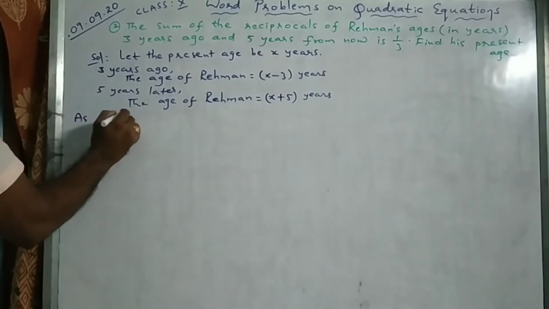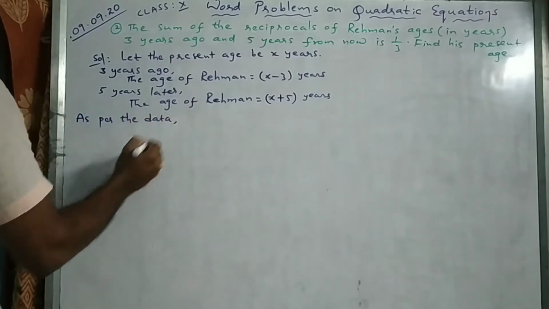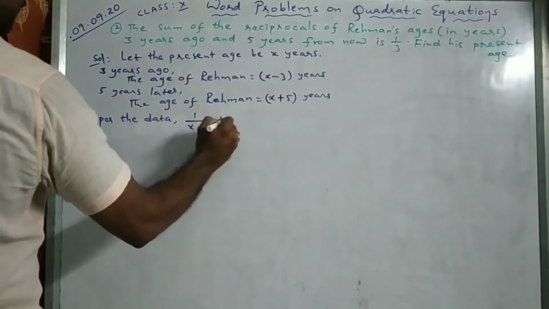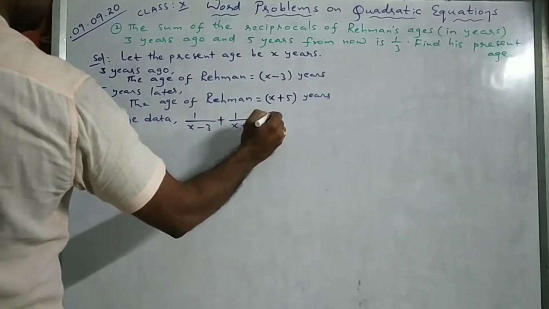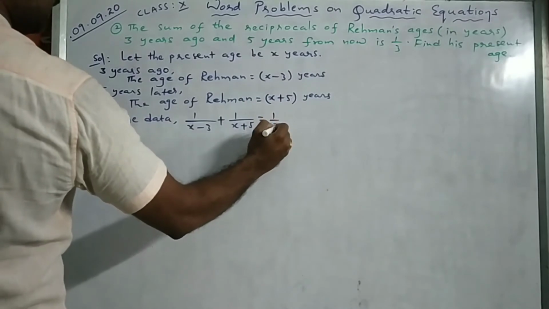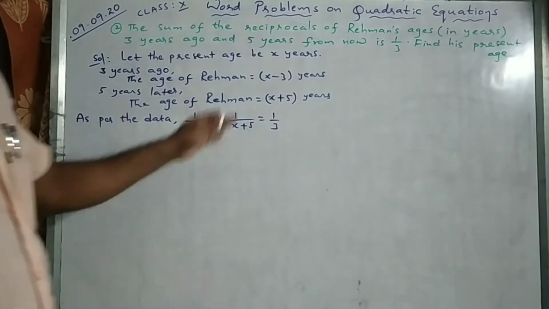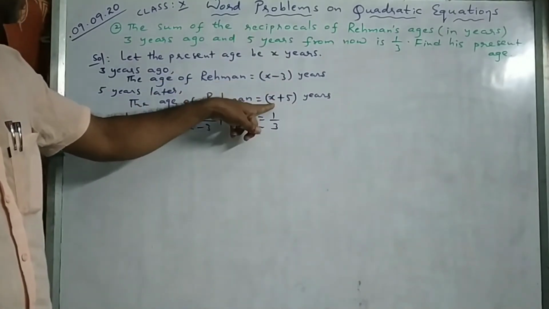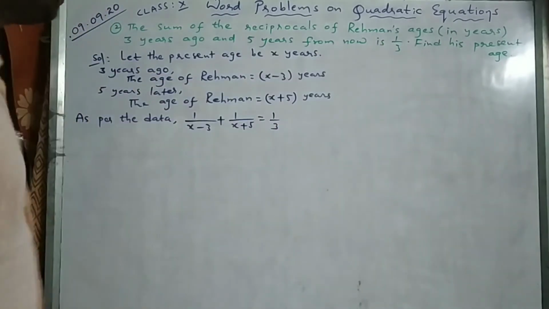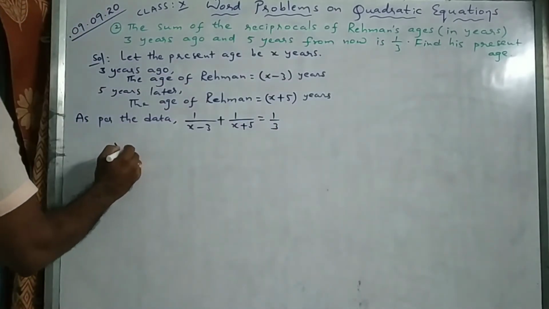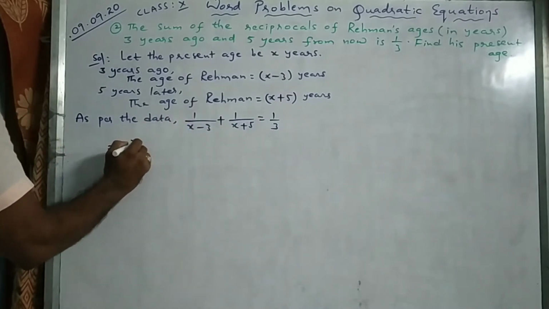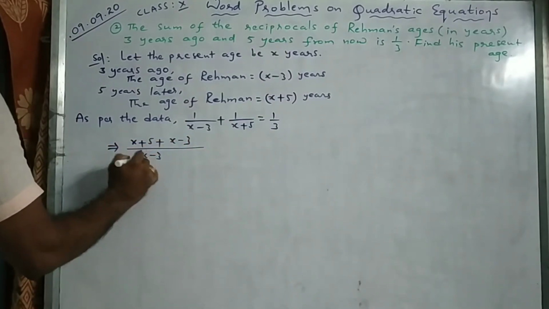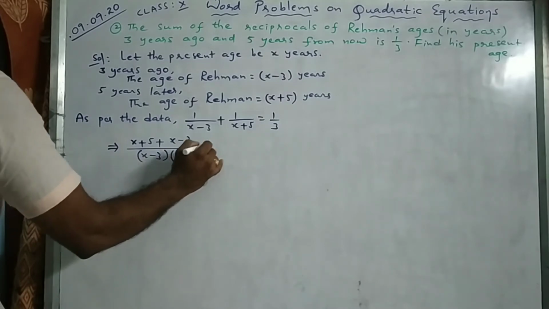As per the data, sum of the reciprocals, that means 1 by x minus 3 plus 1 by x plus 5 is equal to 1 by 3. It is the given condition. Reciprocals means take the reciprocal of x minus 3 and reciprocal of x plus 5 and make it equal to 1 by 3. You know how to solve this. Take LCM: x plus 5 plus x minus 3 upon x minus 3 into x plus 5 equal to 1 by 3.